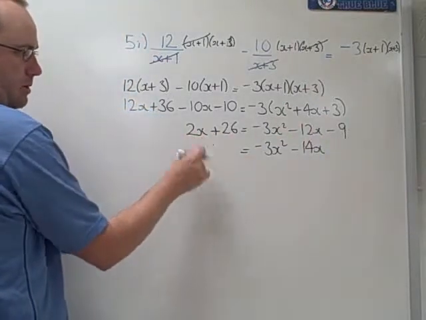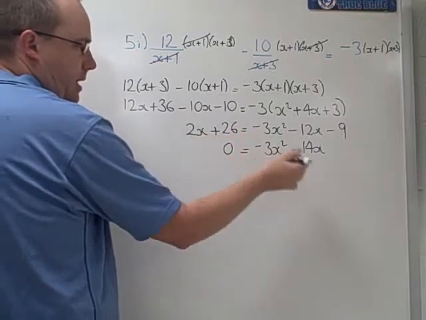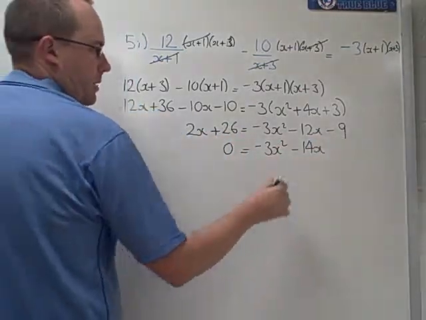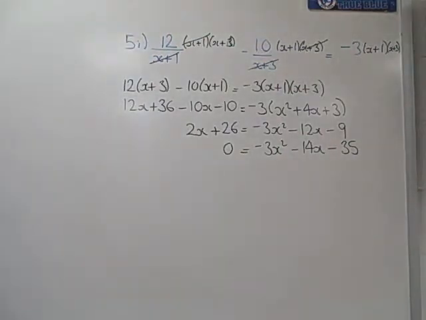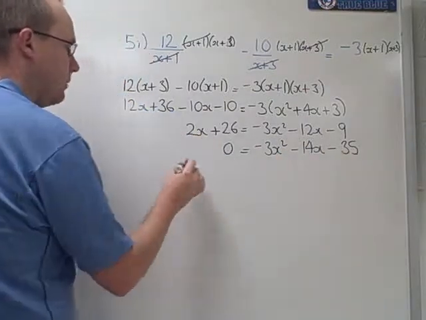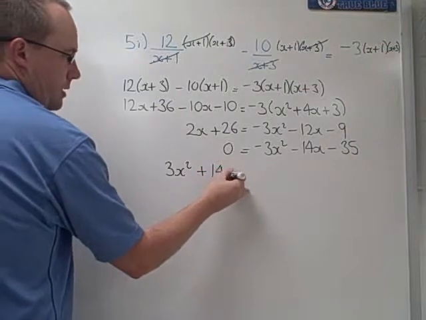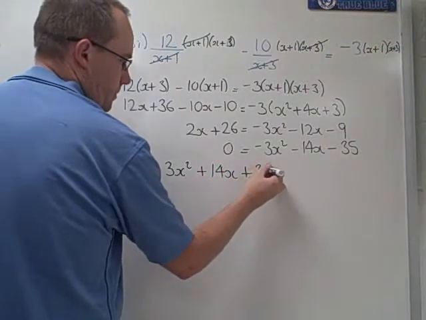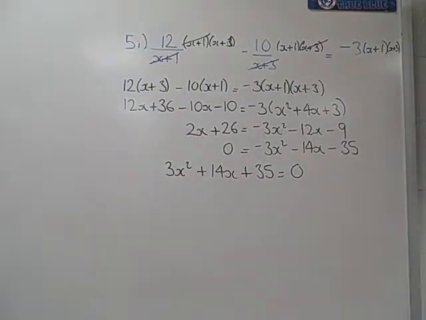So that will get rid of this one. I'm going to subtract 26 from both sides. So I've got nothing left now. And negative 9 take away 26 is negative 35. Now I don't like really solving quadratics where there's a negative, so I'm going to divide both sides by negative 1, and I'm going to flip this over. So I'm going to have 3x squared plus 14x plus 35 equals 0.